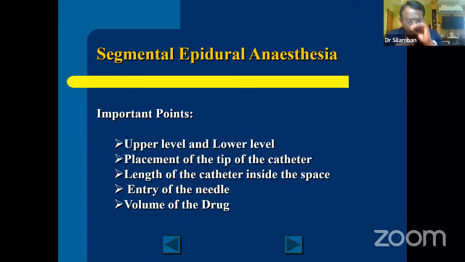So suppose you're talking about a gastrectomy, the upper level should be up to T4 and the lower level should be up to T12. The lumbars are spared. So that is what we call the upper level and the lower level.